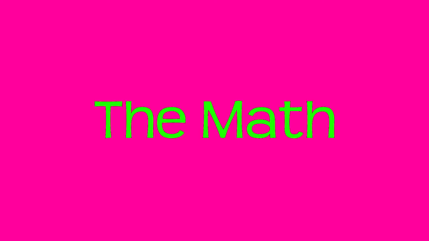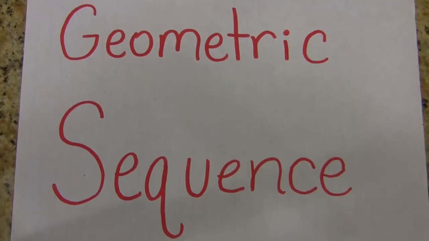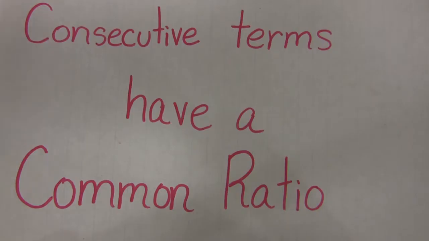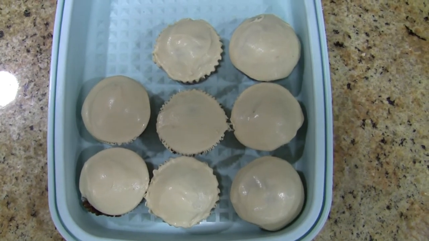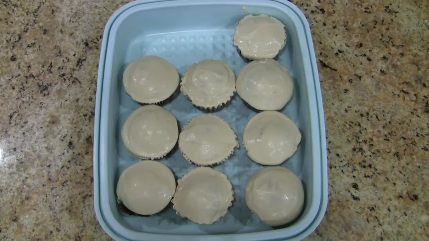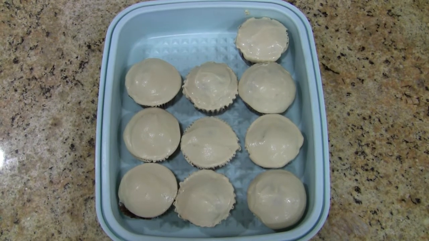This problem illustrates what is called a geometric sequence. In a geometric sequence, consecutive terms have a common ratio. That is, you can divide any 2 consecutive terms in a geometric sequence and get the same answer each time. Our problem is a geometric sequence because the number of cupcakes that Nadia bakes each hour increases at a constant rate. She bakes 25% more each hour.